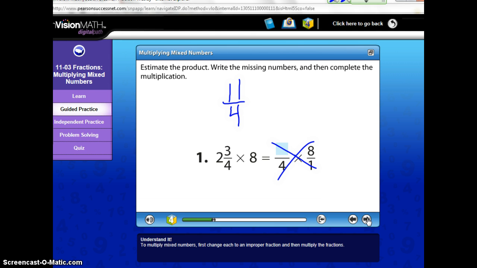And then we have 8. How do we write 8 as a fraction? Aaron? Times 8 over 1. Now we can do this problem. Is there anything we could cross-check to make it easier? Nothing with the 11 and the 1, but how about with the 8 and the 4? Sarah, what's the largest number that would go into both 4 and 8? 4. How many 4s are in this number? 1. How many 4s are in this number? 2. So now I can multiply my numerators, I can multiply my denominators, and I have an answer.